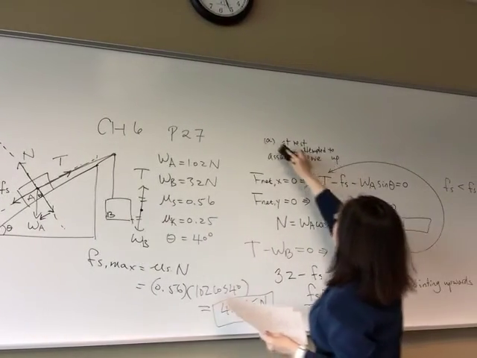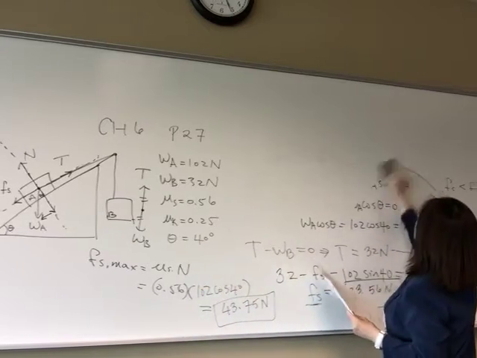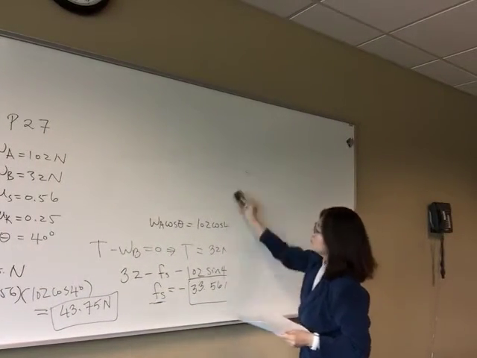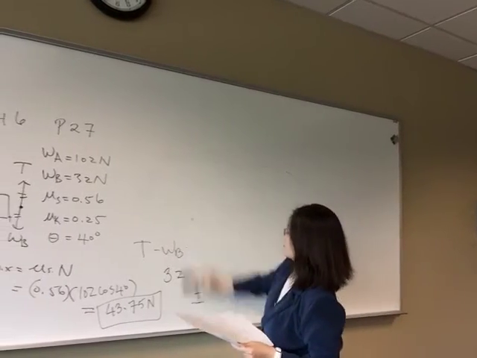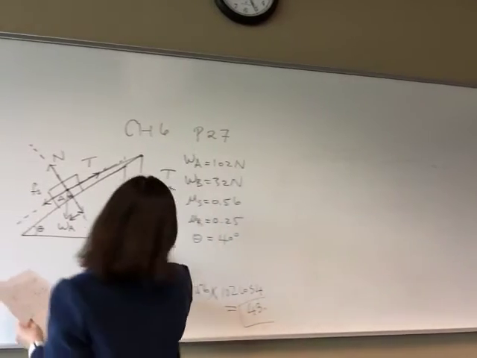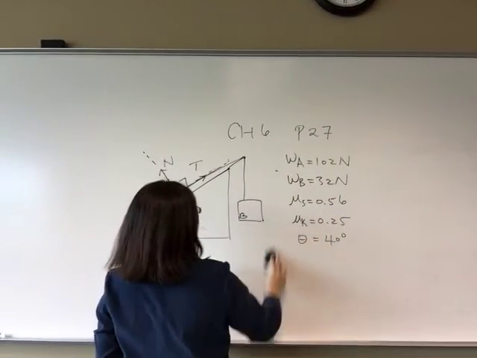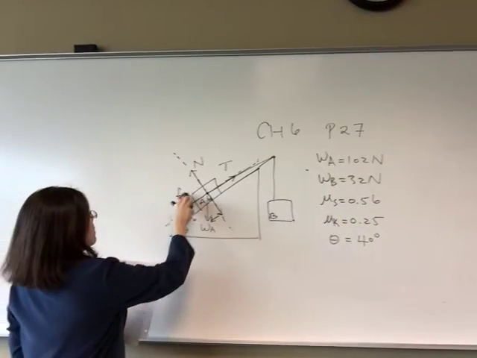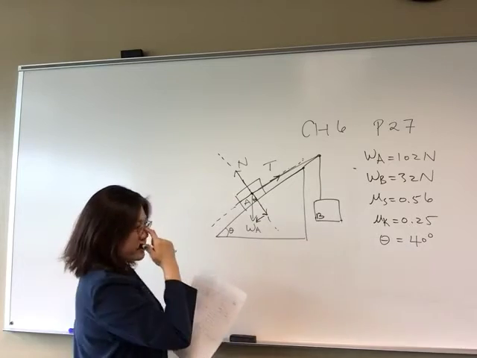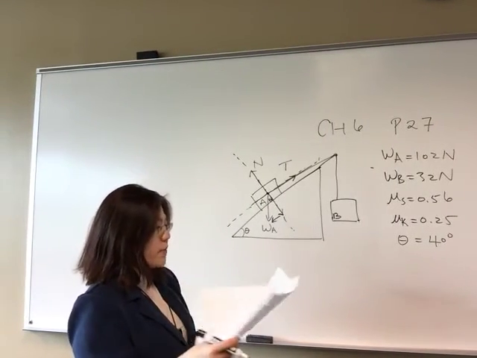Now for part B, let me just erase the whole thing here. And of course, the free body diagram, we'll probably have to redraw it. All right, so let's remove that. The tension, the gravity, and the normal force will stay the same, but the friction force might not be. Okay, so that's the part B.